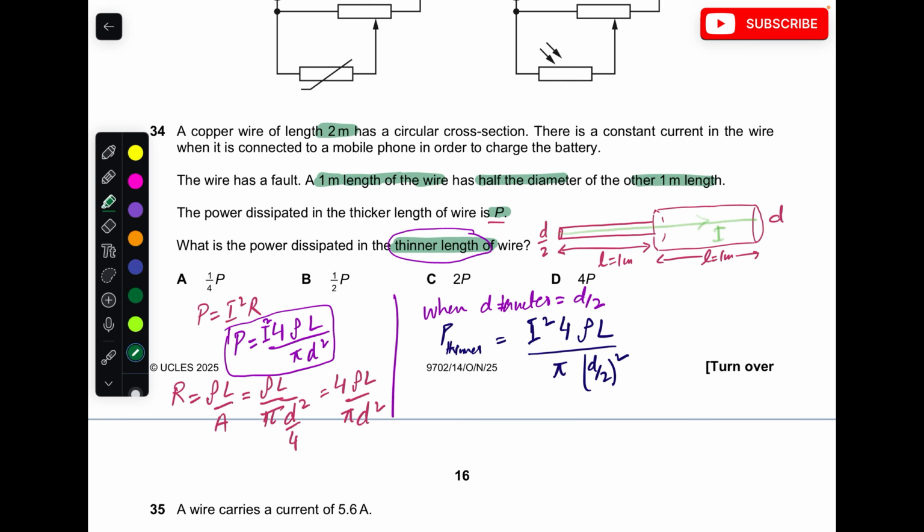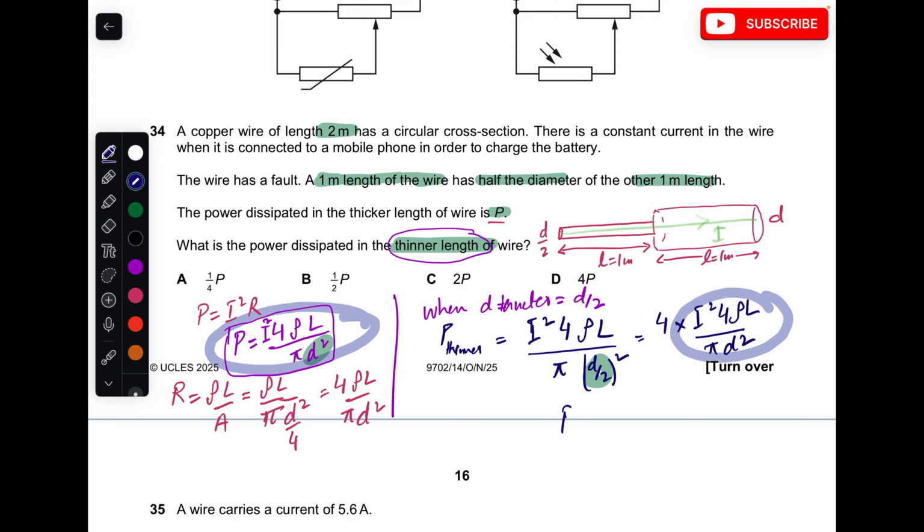Okay, I have just replaced this thing with d over 2. There will come a square. It will be 2 square is 4, and this 4 will come above. This will be 4 multiplied by the whole thing, pi d square. And if you see, this thing is basically equal to p. So I can write p of a thinner wire is 4 times the p. Okay, so it's option D that is correct.